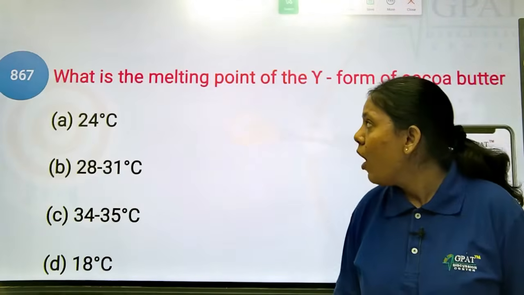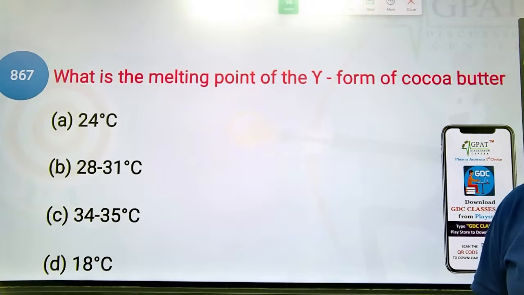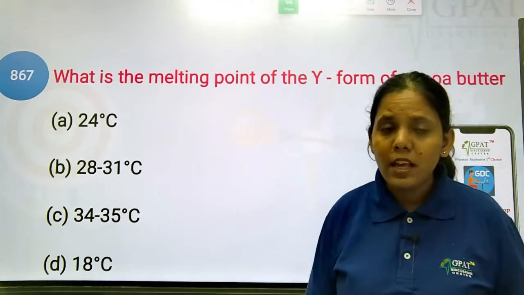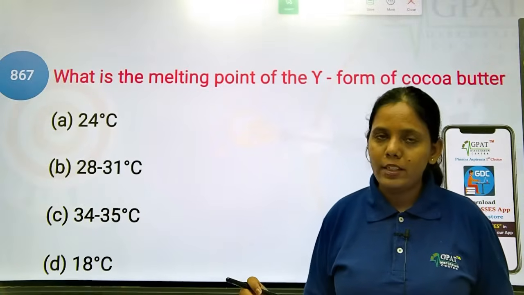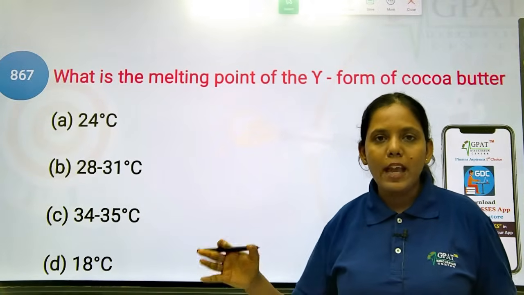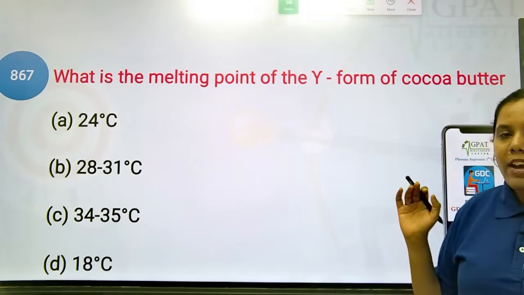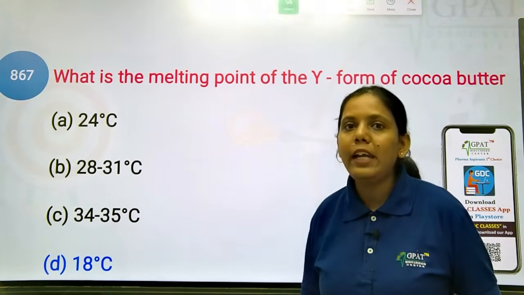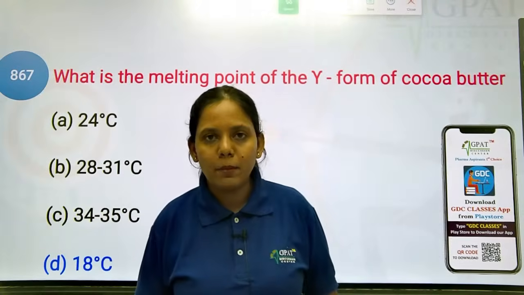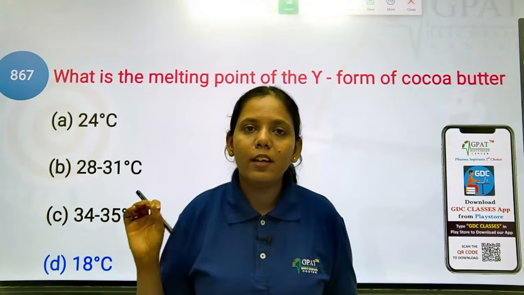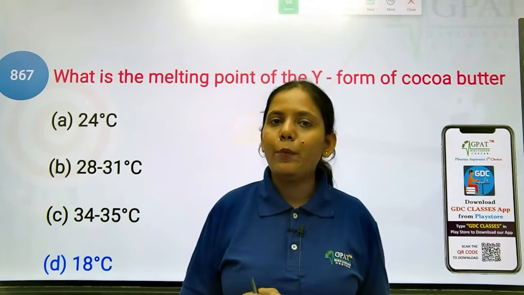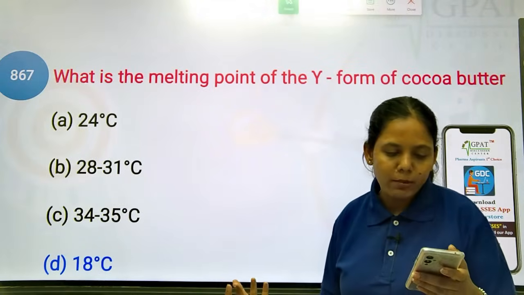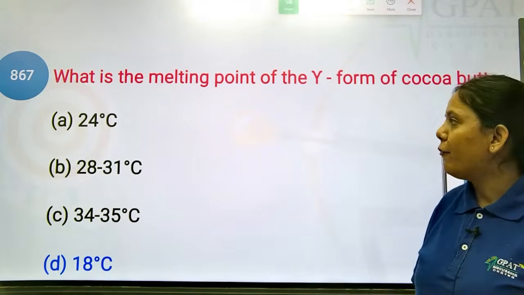Next question is, what is the melting point of the gamma form of cocoa butter? As I told you, there are different forms, and along with that, there are different melting points. So remember alpha, beta, gamma. Gamma has a very low melting point, like 18 degrees Celsius, and that is the reason we don't use it, because it will melt at 18 degrees Celsius. That means at room temperature it is in liquid form. If at room temperature it is liquid, you cannot use it in the suppository base, because a storage problem will be there, right? So we don't use gamma form.